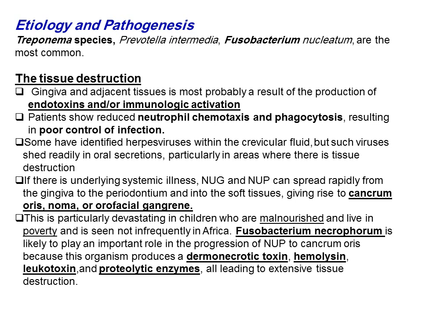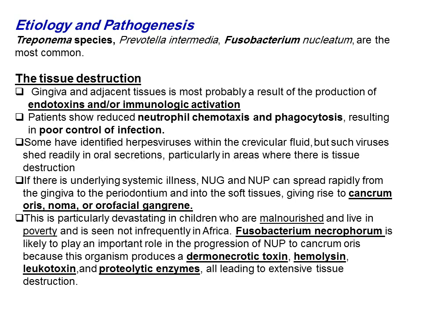In another word, there is poor control of infection in such patients due to neutrophil chemotaxis and phagocytosis defect. There is a reduction in neutrophil chemotaxis and phagocytosis, so there is no control for the infection in this condition. Some cases identified herpes virus from the cervical fluid, but such viruses shed readily in the oral secretion, particularly where there is a tissue destruction.